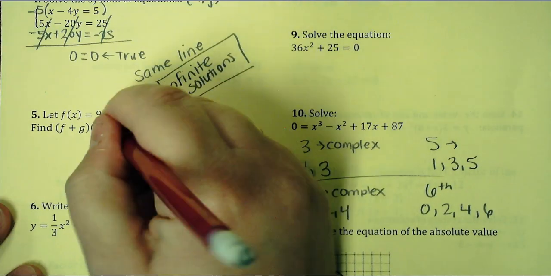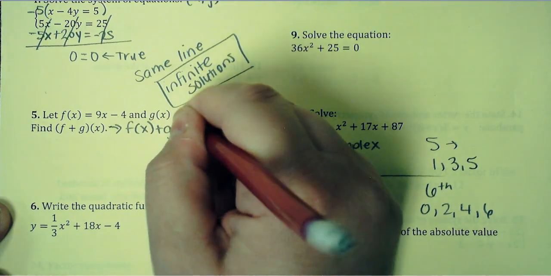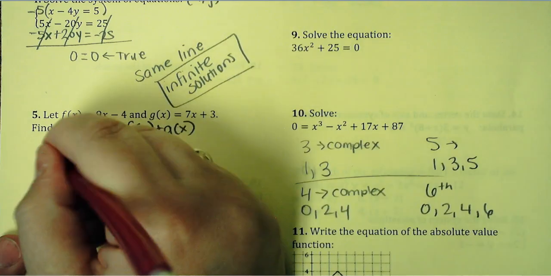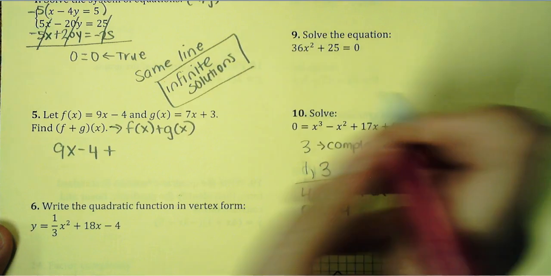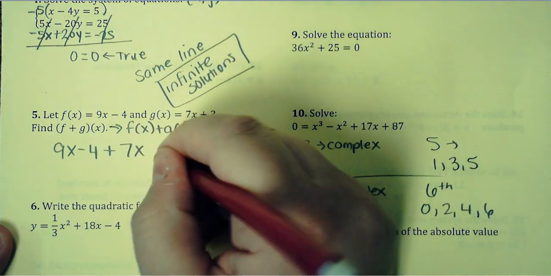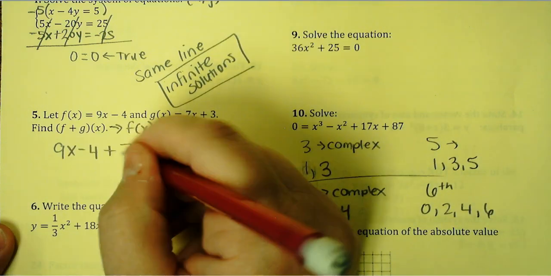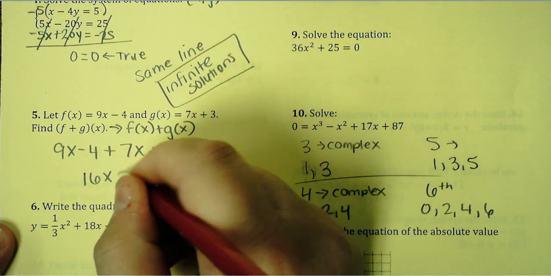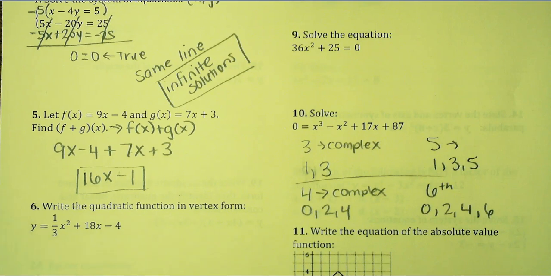Number 5, another way to write this, f of x plus g of x. Not multiplying anything here. f of x is just 9x minus 4, and to that I'm going to add the g of x function, which is 7x plus 3. We're literally just combining like terms. 9x and 7x is going to give you 16x. Negative 4 plus 3 is negative 1. And that's as simplified as I can go for that question, 16x minus 1.